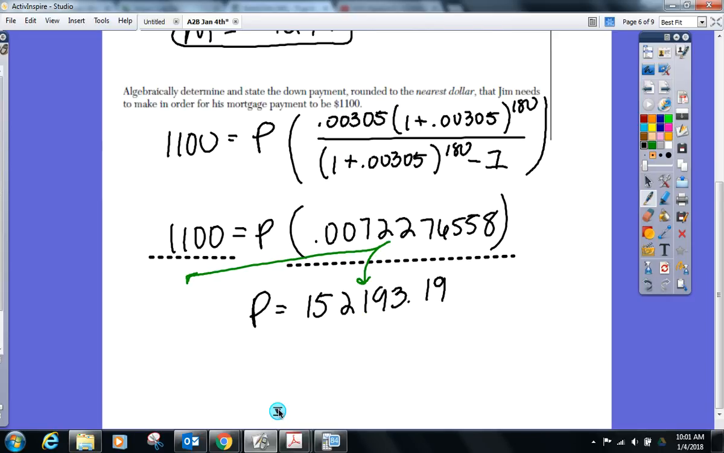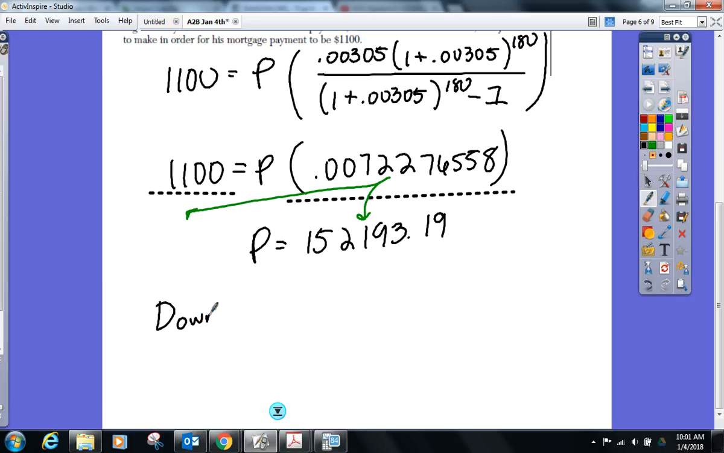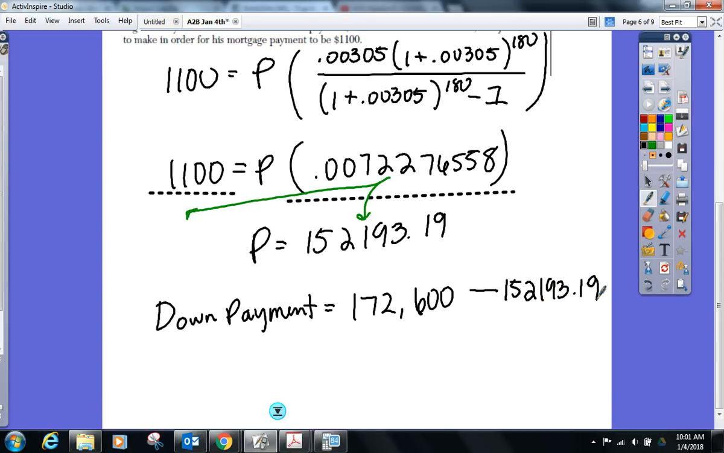Subtract the two. Yep. So your down payment is going to be $172,600 minus your 152,193.19, and that'll figure out how much he's got to put down if he wants $1,100. So to the nearest dollar, how much does he have to put down? He's got to put down about $20,407.